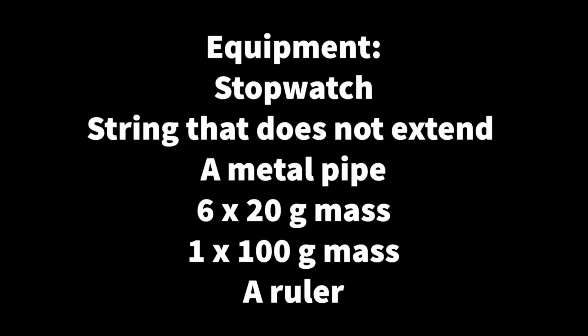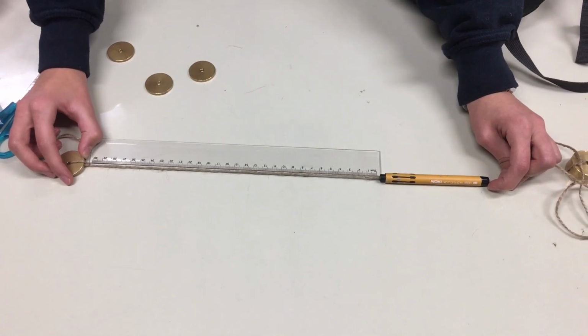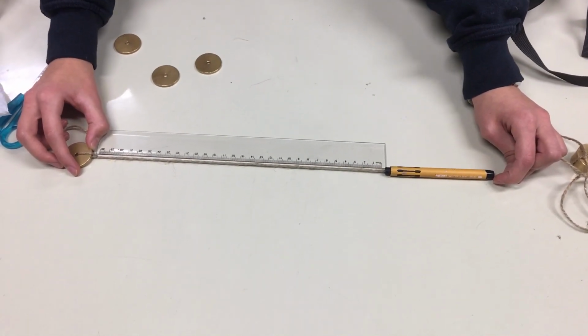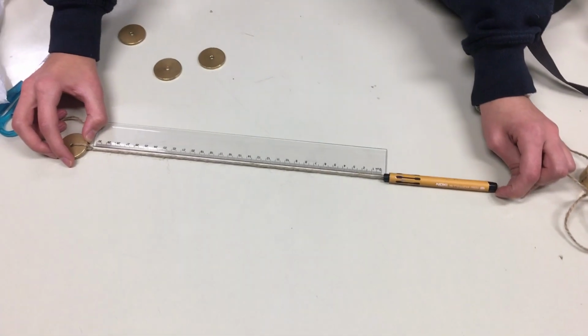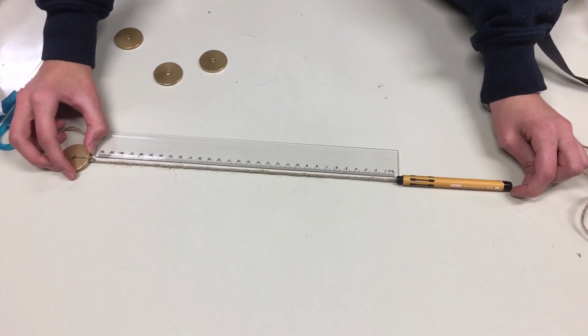Motion and examining the effects of different variables such as mass and radius. Now I will do a uniform circular motion for radius 30 centimeters, mass 1 20 grams and mass 2 100 grams.